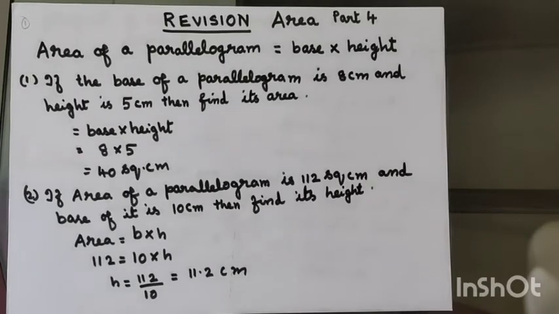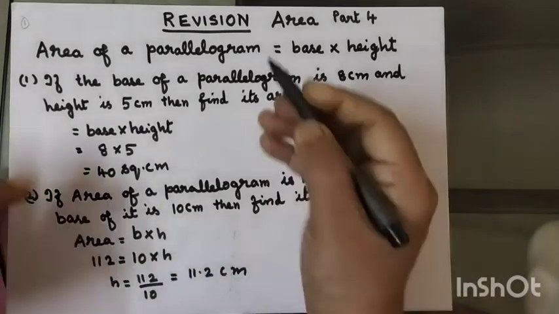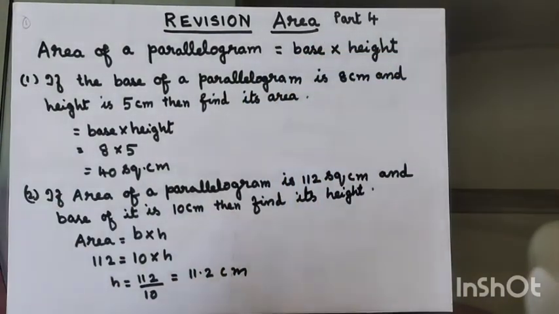We are doing the revision of chapter area. We will revise the formulas and based on this we'll give you the sums. Area of a parallelogram is equal to base into height. Children, repeat with me. Area of a parallelogram is equal to base into height. Now based on this, we will do the sums.